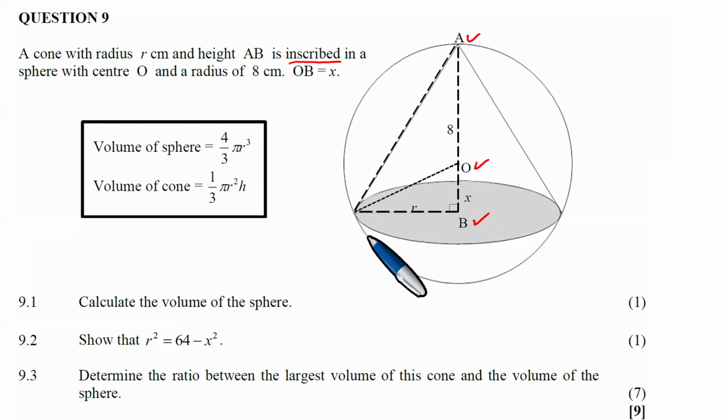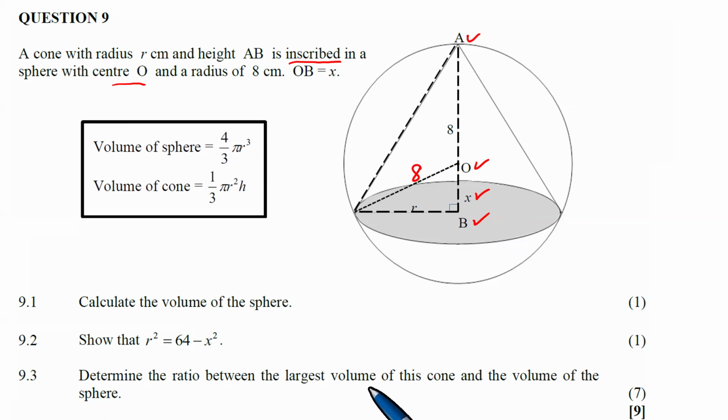The ice cream cone is sitting inside the sphere, and this sphere has a center, and this center is O, and the radius is 8 centimeters. So the radius is the distance from the center to the circumference, 8 here, but also 8 here, the distance from the center of the sphere to the circumference. But also OB is x. OB is x units.